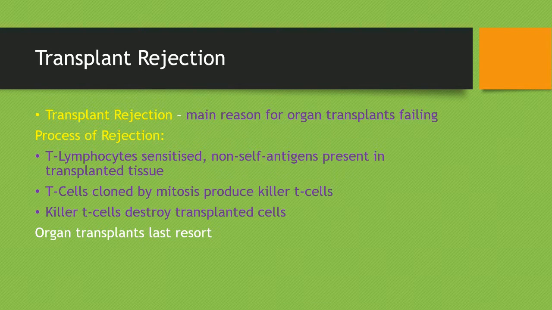So transplant rejection then. This is the main reason for an organ transplant failing, and the process of rejection occurs by T lymphocytes becoming sensitized to the non-self antigens that are present in the transplanted tissue. So that's why they become sensitized. Then these T cells will become cloned by mitosis, producing killer T cells, which then destroy the transplanted cells. Organ transplants are usually the last resort.